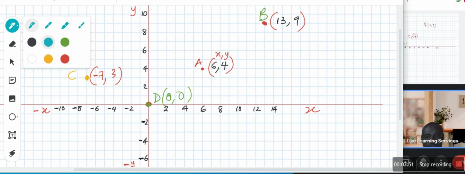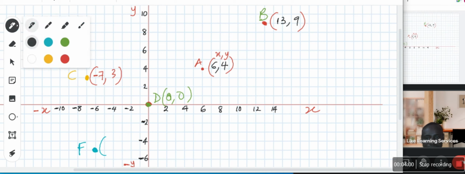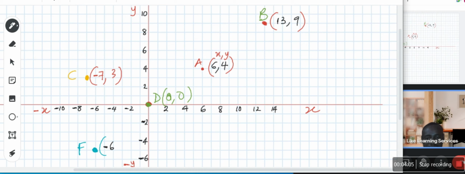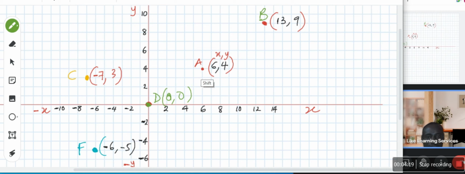Fine, maybe give me the coordinate of this point. I'm going to call it F. Minus 6. Are you sure? Okay, yeah, minus 6 and minus 5. That's fantastic. You just need to tell me something here, and I think we can look at this later. See this line? Line AB. Can you see line AB?